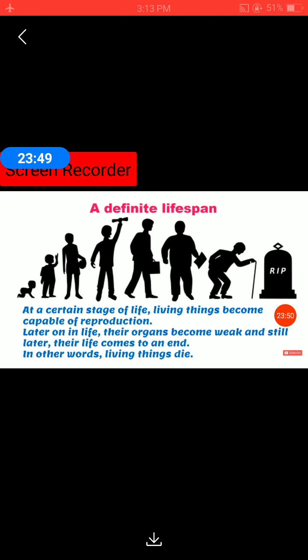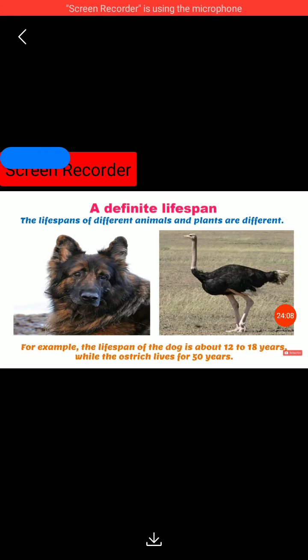After getting married, he gives birth to a young one, and later on in life their organs become weak, and still later on their life comes to an end. In other words, living things die. So every living thing has a certain lifespan. Now the lifespan of different animals and plants is different. For example, the lifespan of a dog is about 12 to 18 years. Always remember the lifespan of a dog is 12 to 18 years. While the ostrich lives for 50 years.